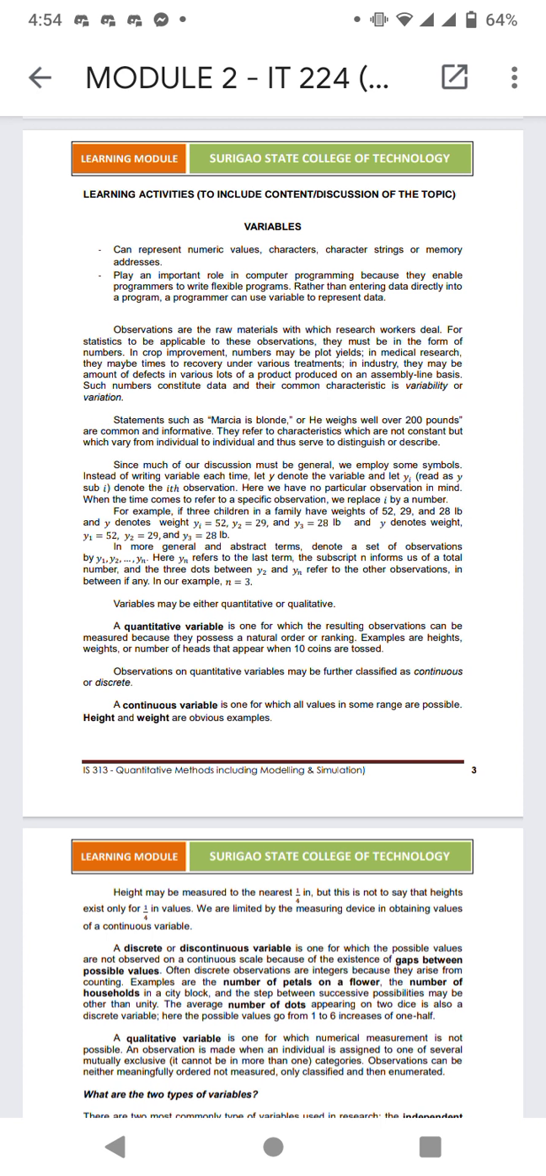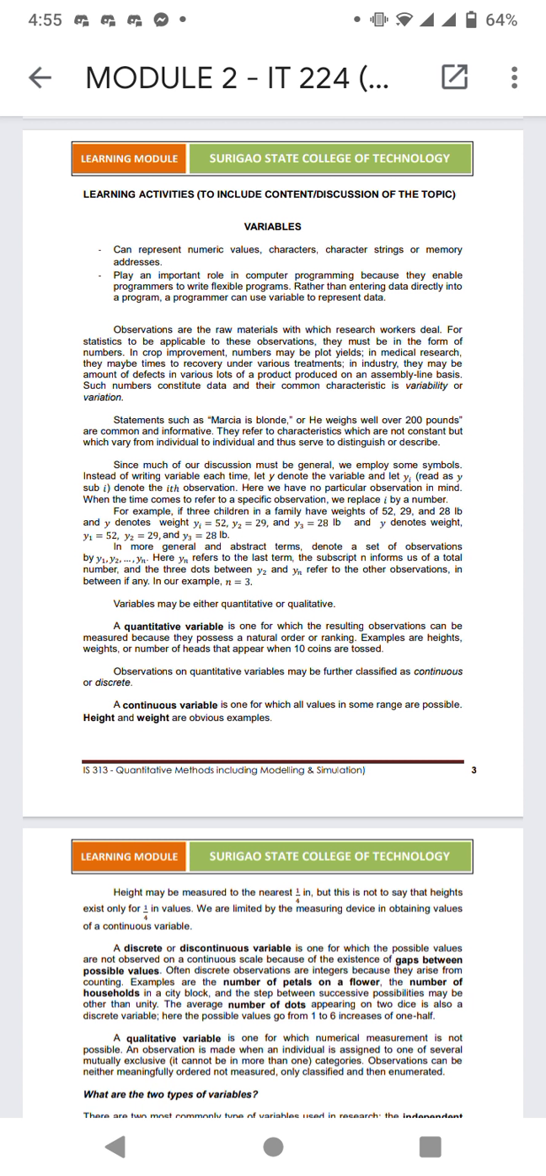So here we are in our next module, Module 2, learning about variables. Variables can represent numeric values, character strings, or memory addresses, and they play an important role in computer programming because they enable programmers to write flexible programs. Rather than entering data directly into a program, a programmer can use variables to represent data. So basically, variables are the ones that represent data.